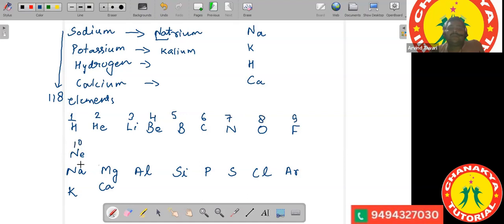So this is your 1, 2, 3, 4, 5, 6, 7, 8, 9, 10. Sodium is at number 11, 12, 13, 14, 15, 16, 17, 18, 19, and 20. So you should be able to remember all these in this order, along with their numbers. Like if I say lithium, you should be able to recall that lithium is at number 3.